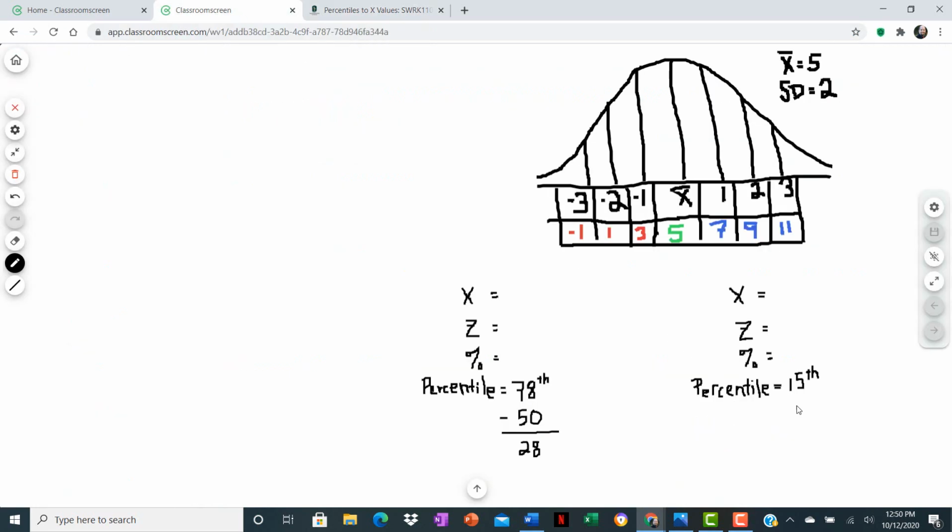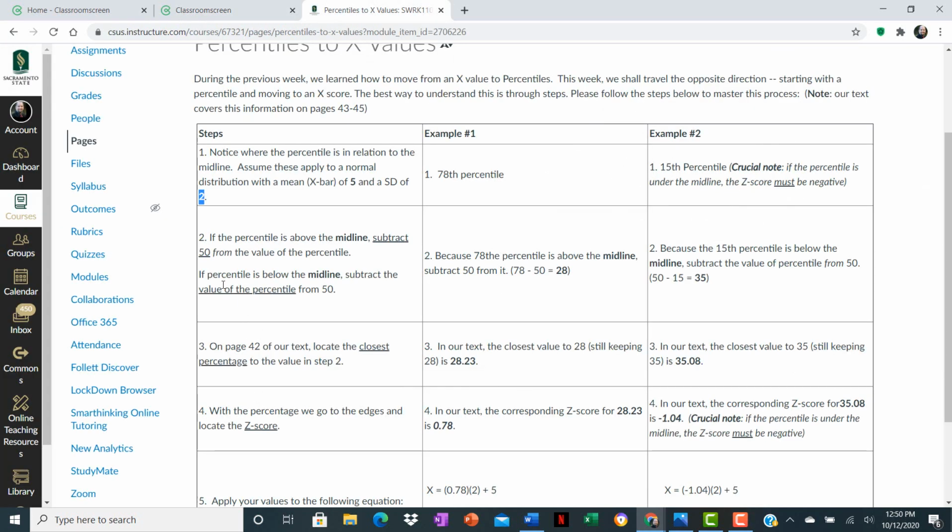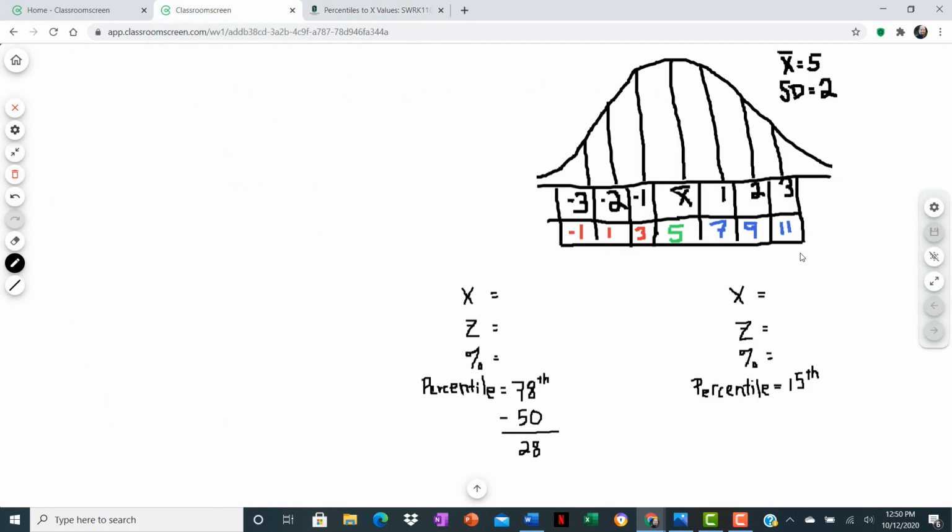Okay, so if it's the 15th percentile, we're going to take it from 50, because it's underneath. So what did we say here? If the percentile is below the midline, or less than the midline, subtract the value of the percentile from 50. Well, let's go back. Percentile is 15, so in this case, we're going to take 50, subtract from 50, 15.